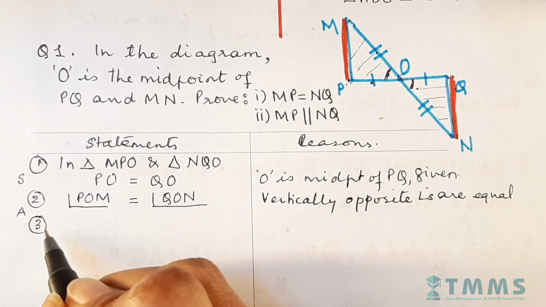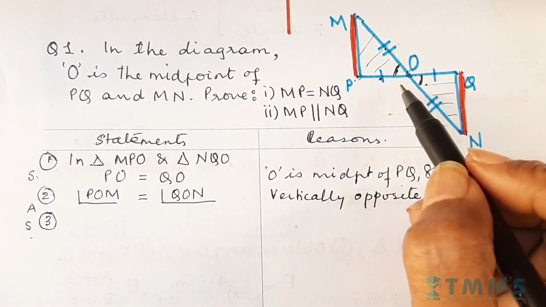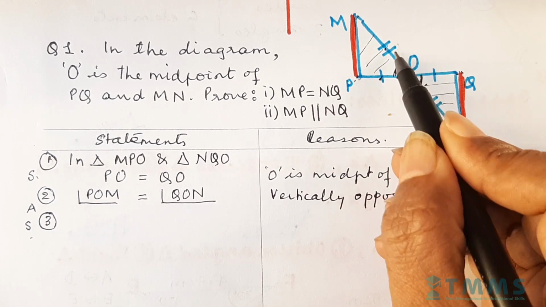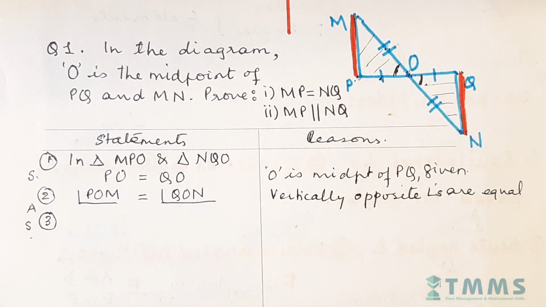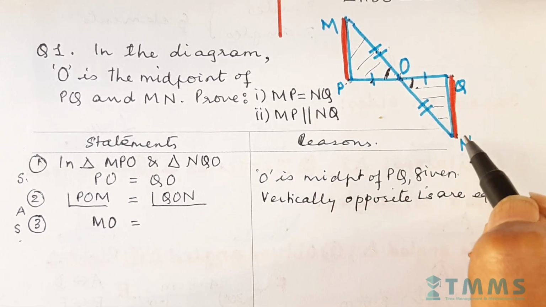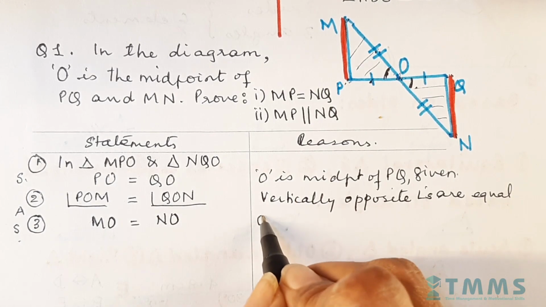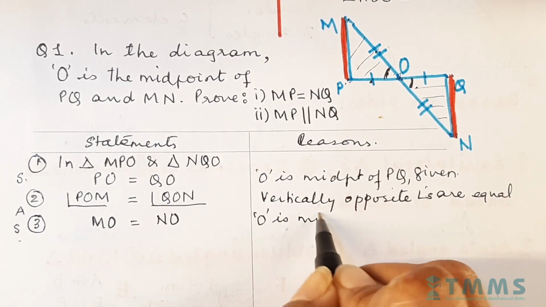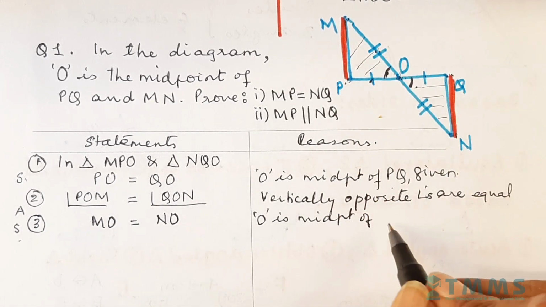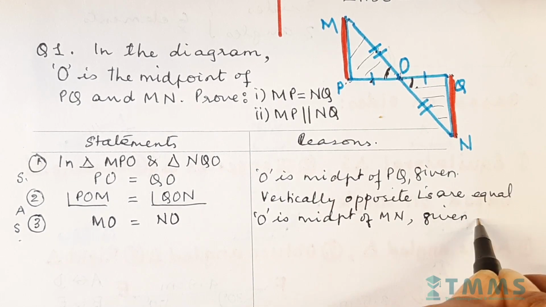Then the third one is S. Because we are using SAS, we finished with PO equal to QO. Then we took this angle and this angle. Now we got to take this one. So here we will say MO, that is side MO, is equal to side NO. And here again we will say O is the midpoint of this side, which is MN, and that is given.